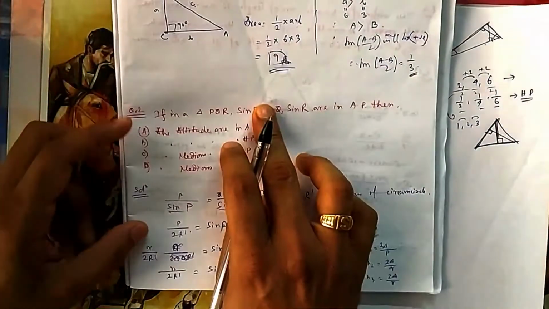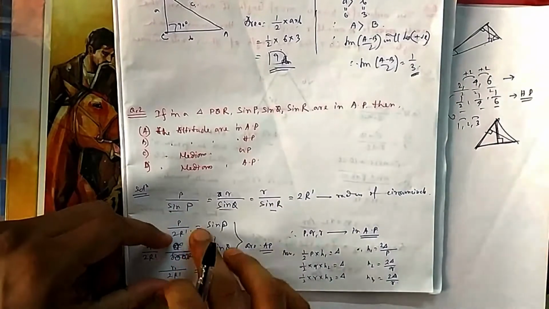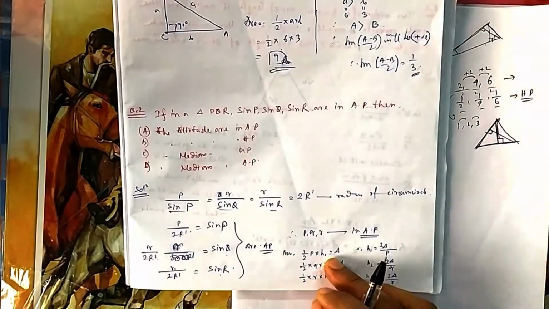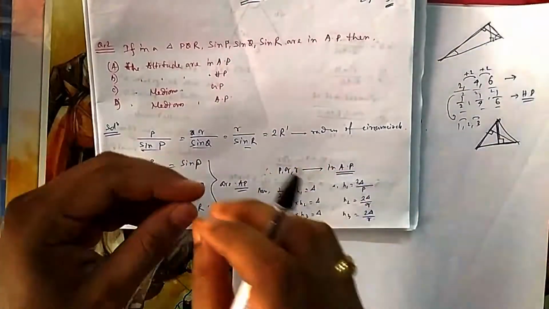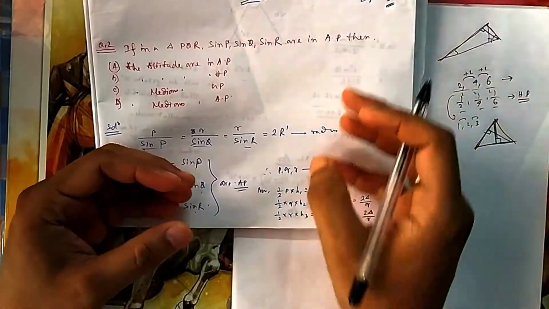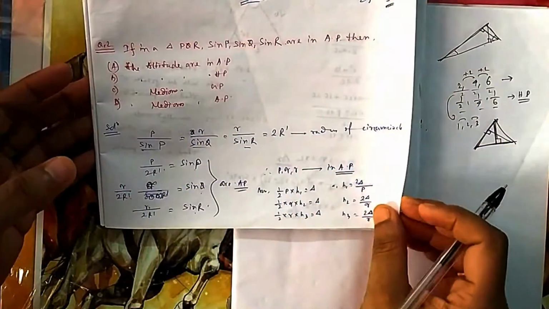This is in HP. So you start with this one because this is in AP. So what is the relation between sine and the sides? This is the sine law. From that, once you calculate the sides, then you can easily calculate the relation between heights. Because what is the common link between height and sides? It is the area. Because I can find area using any side and any height. So using that we got that.